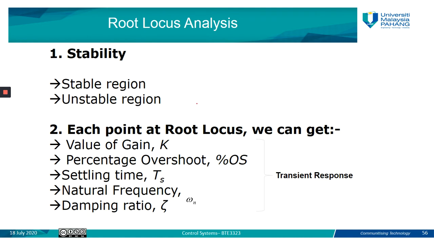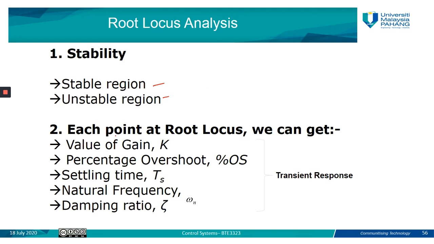So this is how we can use the root locus to analyze the system stability. We have two regions, stable region and unstable region. On the left, stable. On the right is unstable. So locating the root locus on the left side represents the area of stability of the system. On the right side, this represents the area of instability for the system.